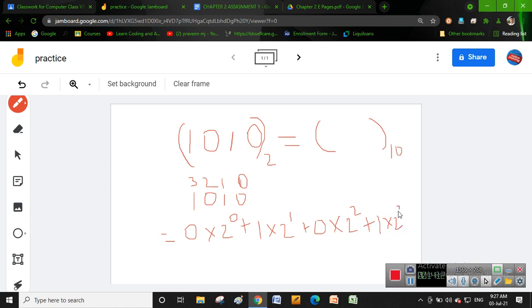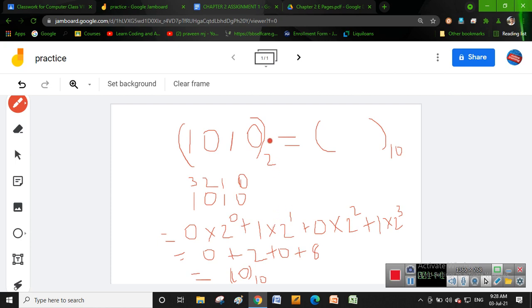2 to the power 1. So 0 into anything is 0, 1 into 2 power 1 is 2, 0 into anything is 0, 1 into 2 cubed is 8. Clear? So the total value is 10. So the decimal number of 1010 is 10. Clear? The decimal equivalent of 1010 is 10.